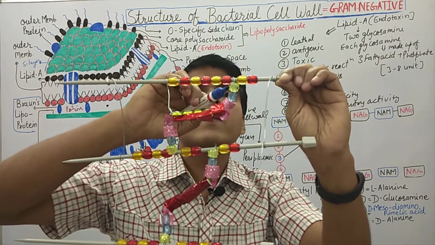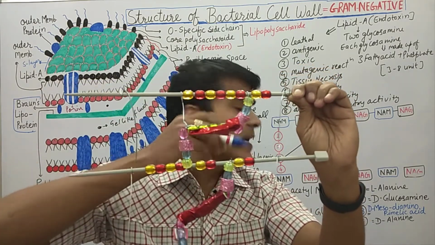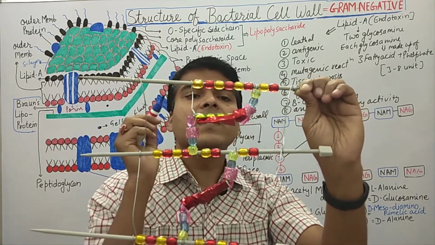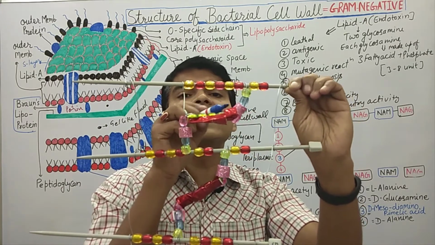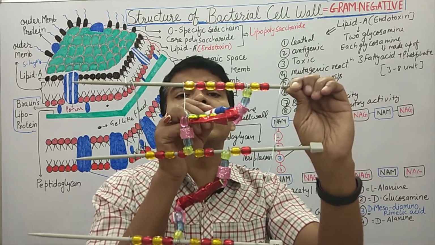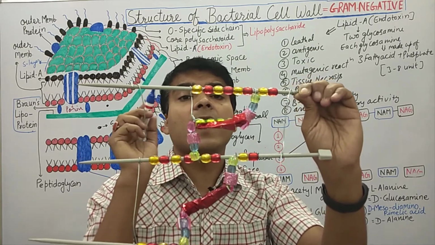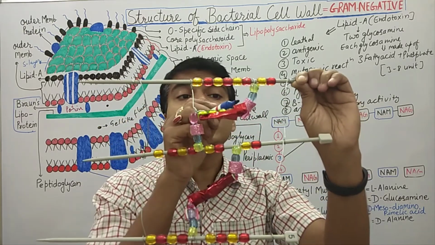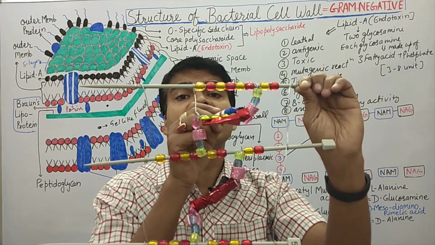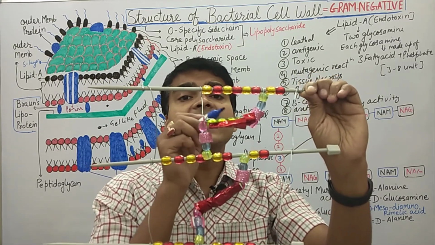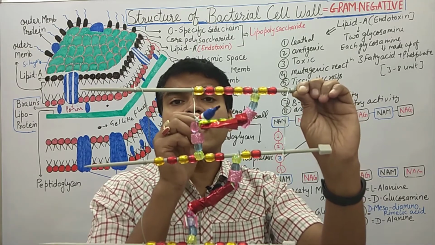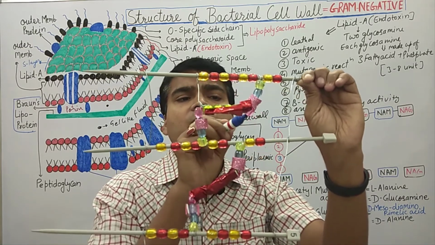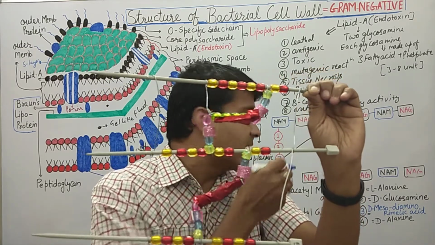So in this tetrapeptide, the yellow color ball is basically L-alanine, and the second, blue color ball, you can consider as D-glucosamine. Here the third amino acid is changed from gram-positive bacteria. In gram-positive bacteria it is L-lysine, but here, shown with the pink shiny color structure, it is D-meso-diaminopimelic acid. Remember, D-meso-diaminopimelic acid. And the fourth amino acid is the same, D-alanine.